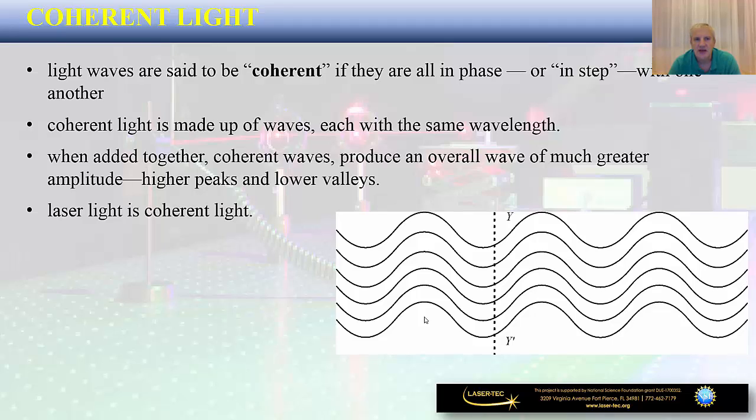So coherent light is made up of waves that each have the same wavelength and that are all in phase. When added together, these coherent waves would produce an overall wave of a much greater amplitude with very high peaks and lower valleys.